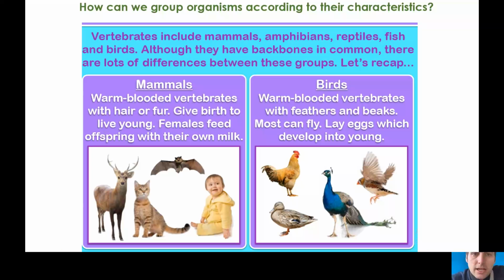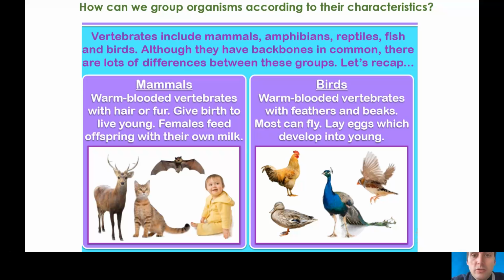Okay. Other ways that you can further split these down, in vertebrates, they include mammals, amphibians, reptiles, fish, and birds. Now, they've got backbones in common, so they're all in the backbone group, the vertebrates group, but there are lots of differences between these. Now, mammals have warm blood, okay, and they've either got fur or hair. Their babies, when they're born, they come out of the other animal, and they're alive. They're not eggs, okay, in general. And the females feed the offspring with their own milk, okay.